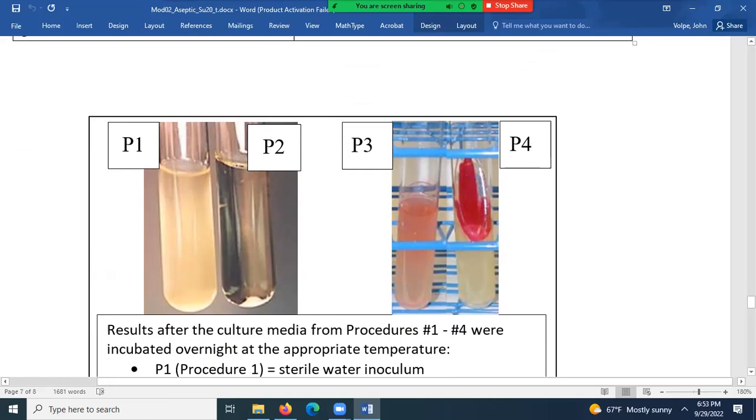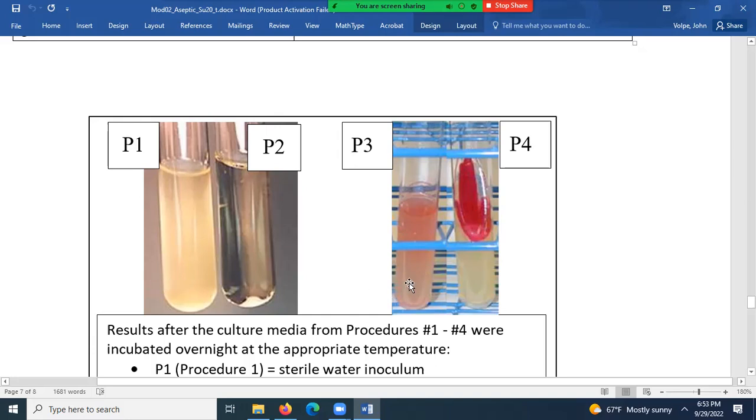For procedures 1, 2, 3, and 4, you're not going to be doing it. So we've done it for you and provided the pictures. Here is a picture of procedure 1 after a day of incubation. There is a picture of procedure 2 after incubation. You can actually see the paper disc at the bottom. This is procedure 3 after incubation, and this is procedure 4 after incubation.